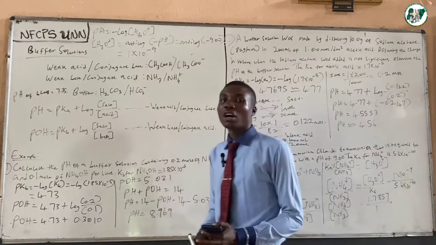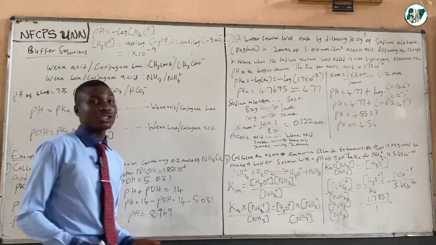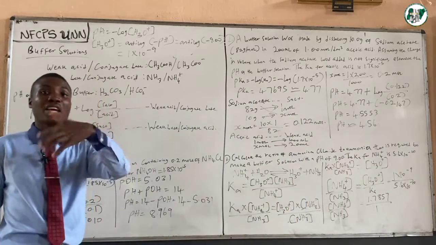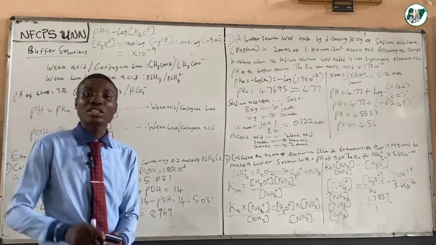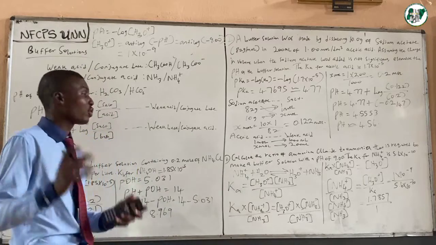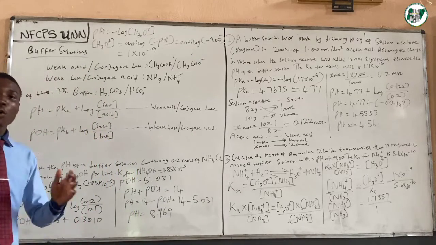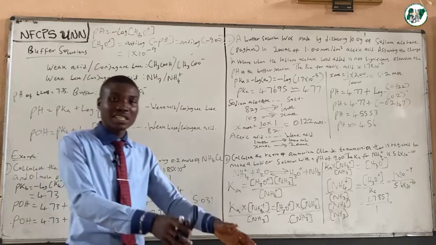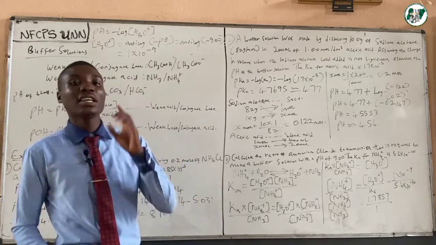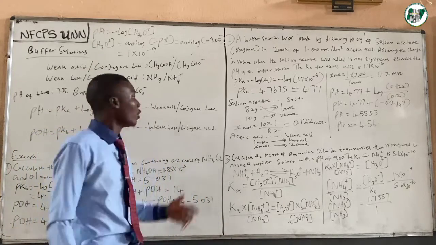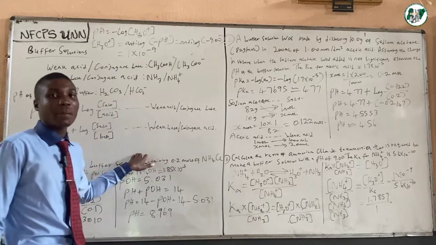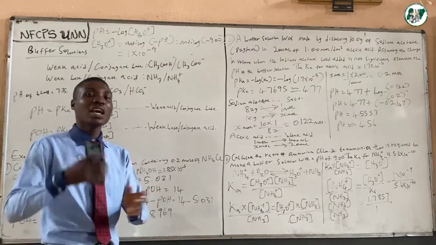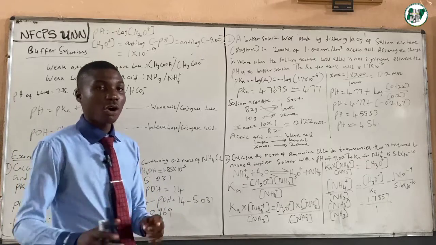So when we talk about buffers, there's something we call buffer action. Buffer action talks about the ability of a buffer solution to resist changes in pH on the addition of small amounts of acids or bases to it. And the buffer action is usually due to the reserve acidity or the reserve basicity found in that particular solution. So moving ahead, we are going to talk about buffer capacity and how to use the formula to calculate buffer capacity, and then we're going to look at other areas of this particular course.